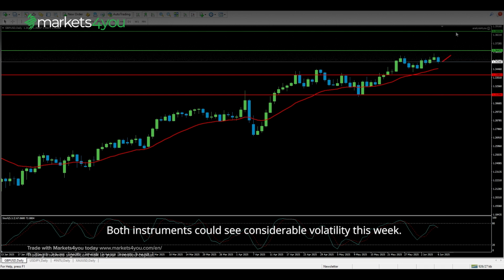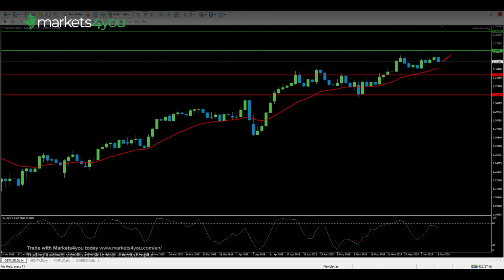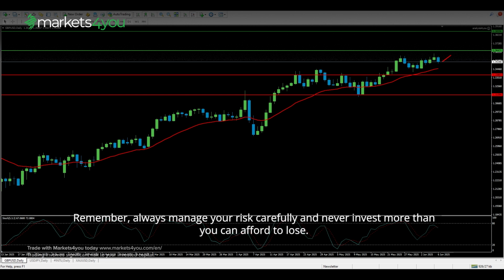Both instruments could see considerable volatility this week. Traders should be particularly cautious during Wednesday's US inflation release, as this event can cause sudden spikes in volatility and potential gap risks across all major dollar pairs. Remember, always manage your risk carefully and never invest more than you can afford to lose.